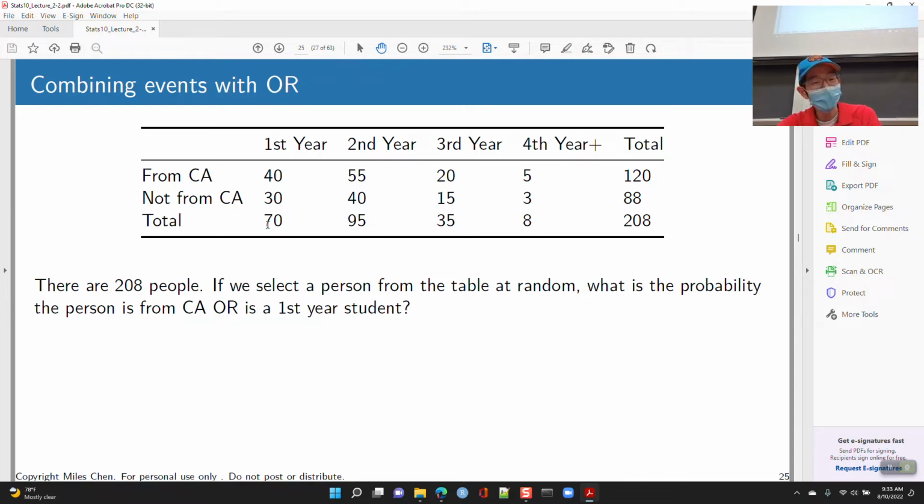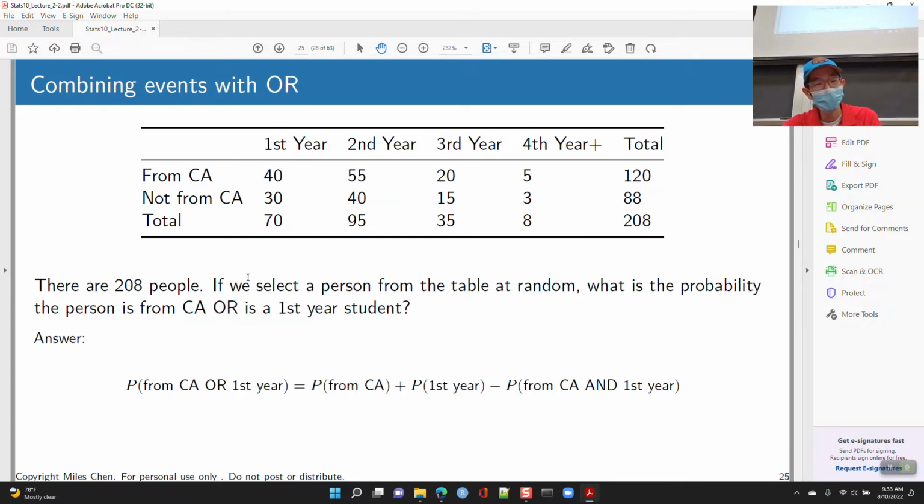Now, that 70 is made up of 40 and 30. This 120 is made up of 40, 55, 30, and 5. And we can see if I just do 120 plus 70, I have double counted this group of 40 here. So when we do our calculations, we have to subtract off that count. So I would do 120 over 208 plus 70 over 208 minus the overlap, 40 over 208. And therefore, the total answer is 150 over 208, so around 72%.